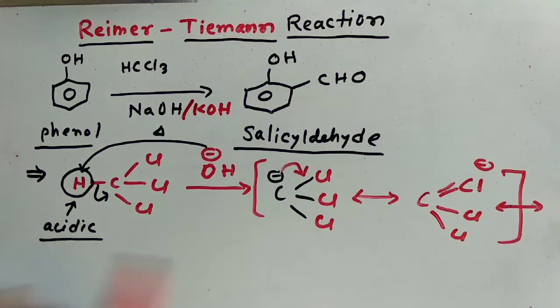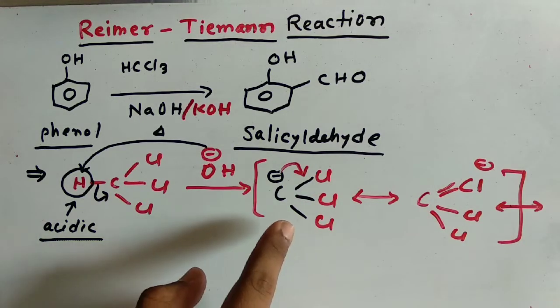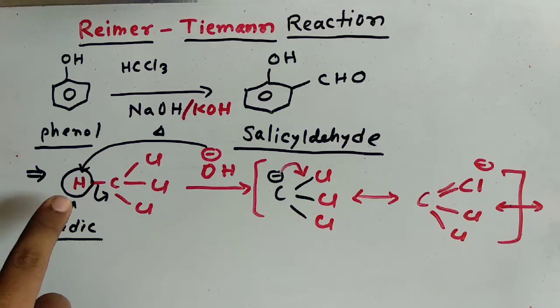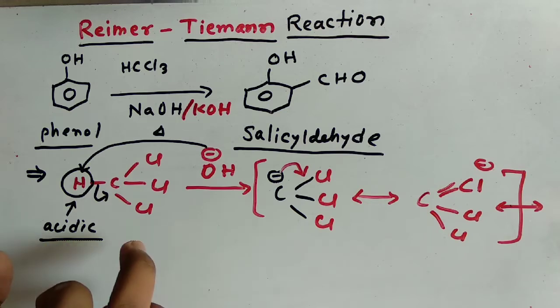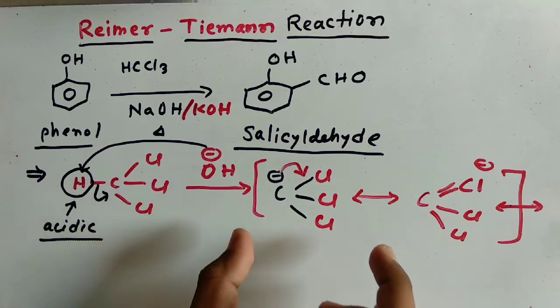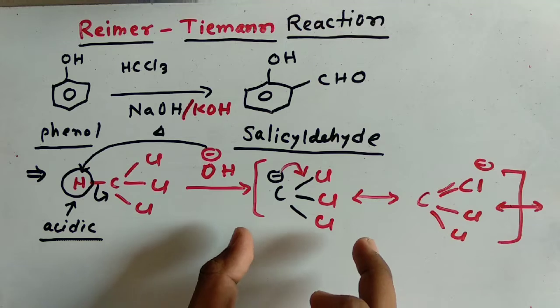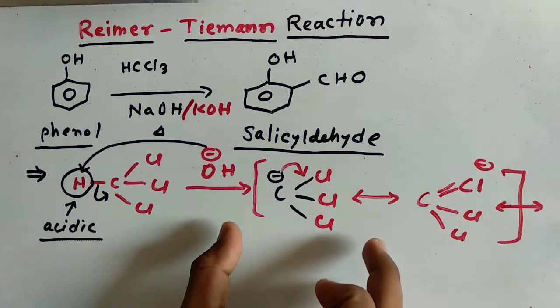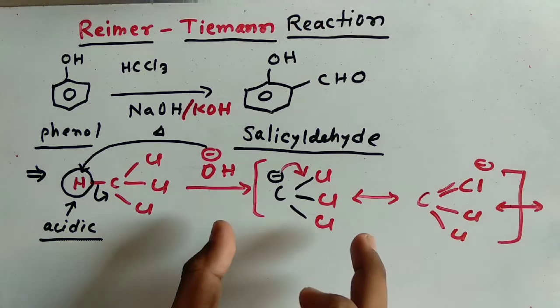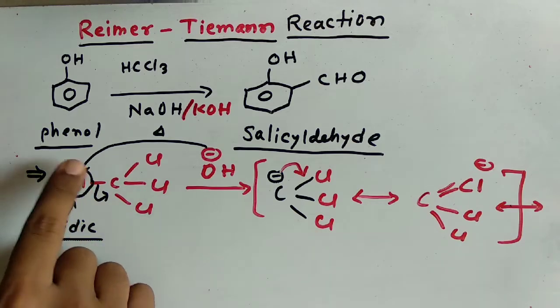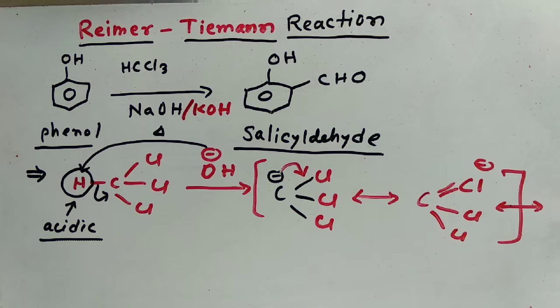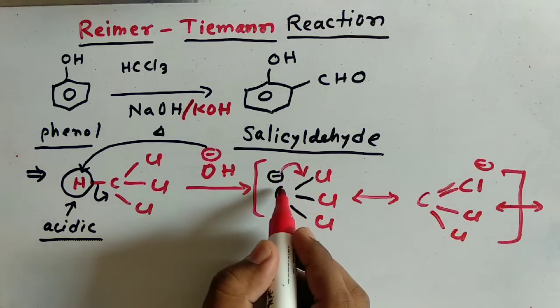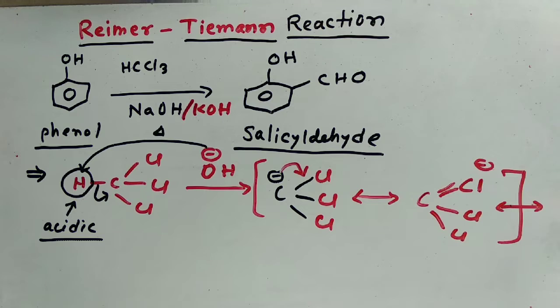As it's resonance stabilized, to form this compound this hydrogen will be abstracted by this base. That's why it's acidic. We can say this compound is acidic because of the stability of the conjugate base. Since the conjugate base is stable, this proton is an acidic proton. Now, after forming this stable compound, the negative charge is on carbon, and carbon is an electropositive element, so the negative charge on it is not suitable.